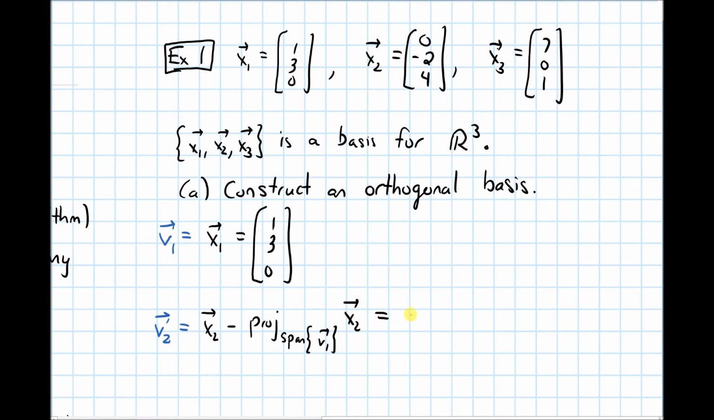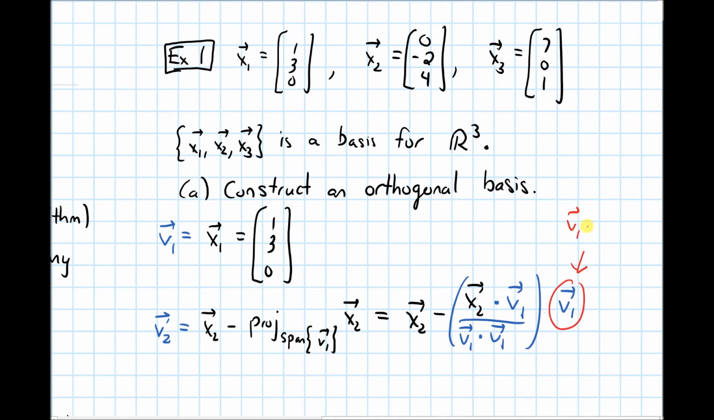So let's write out what this is. So this is x2 minus, and then the projection formula will be x2 dotted with v1 over v1 dot v1. So that fraction times the vector v1. So it's super important here that I'm using v1, not x1. So over the course of doing Gram-Schmidt, when I subtract away these projections, I've got to make sure that I'm projecting onto the span of the v's. Because when I form a projection vector, I need to be projecting onto a span of orthogonal vectors. And the v's are going to be orthogonal, but the x's are not. So it's really important that I put v1 here and not x1.